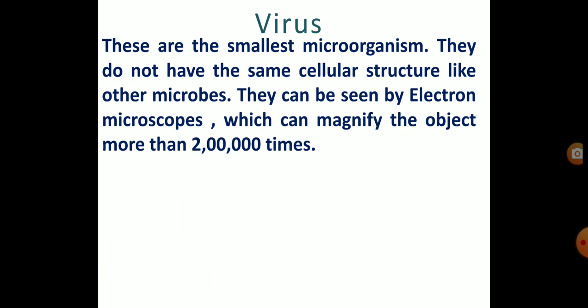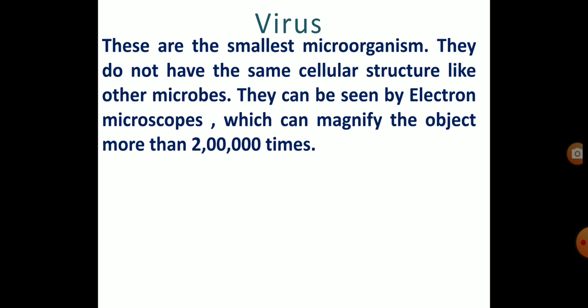Next is virus, very dangerous. It's a connecting link between living and non-living. When they are outside the body, they are non-living. When they are inside the body, they are living. They are a thread between the living and non-living. They are the smallest microorganism, the most dangerous out of the five. They don't have the same cellular structure as other microbes. They can be seen by a very powerful microscope, the electron microscope, which can magnify an object more than 200,000 times.